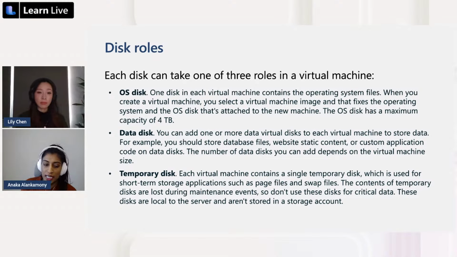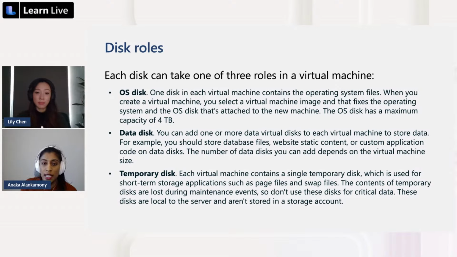Now let's look at data disk. Like I mentioned before, a VM can contain multiple disks, and multiple data disks can be attached to a VM. And its essential role is to store application data, database files, website static content, custom application code, or basically any other data that you'd need to keep. And the number of data disks that you can attach to a virtual machine really depends on the size of the virtual machine.